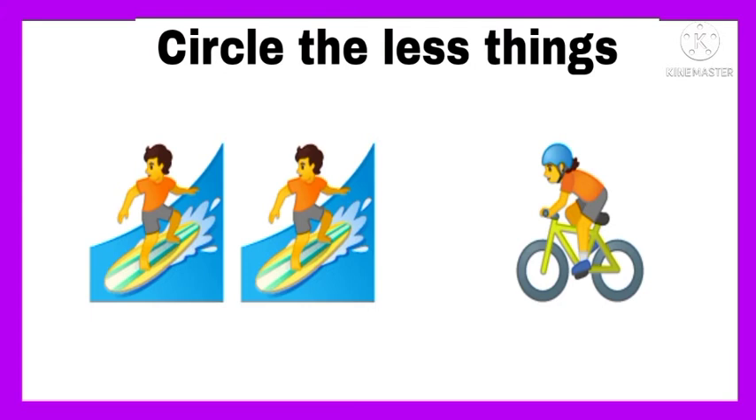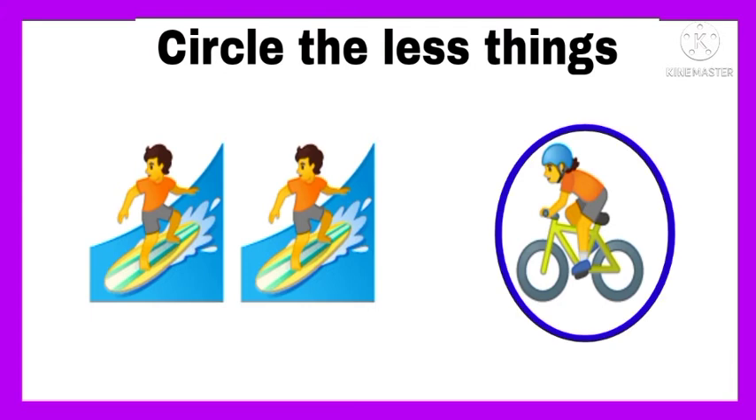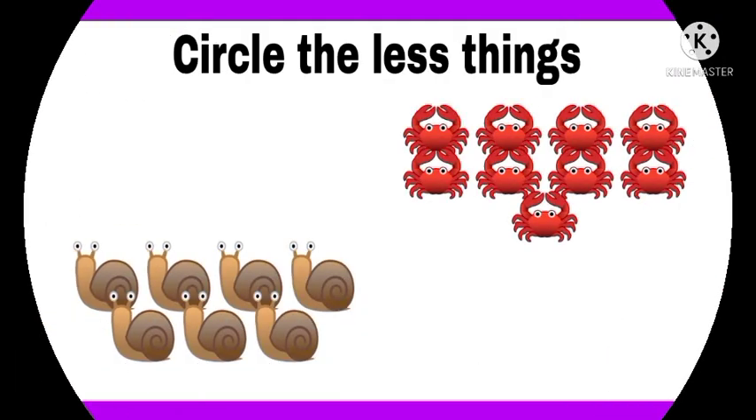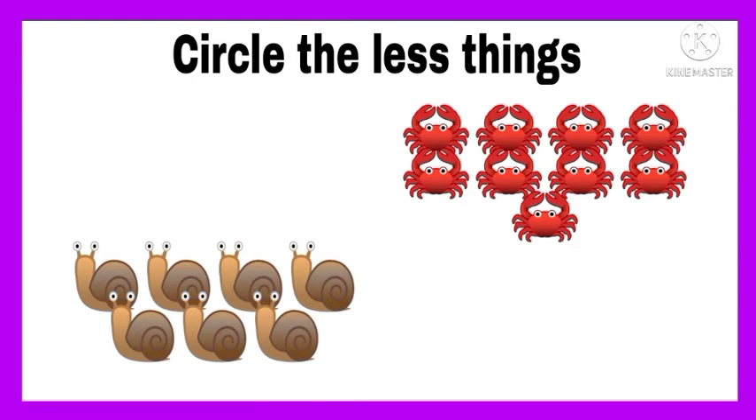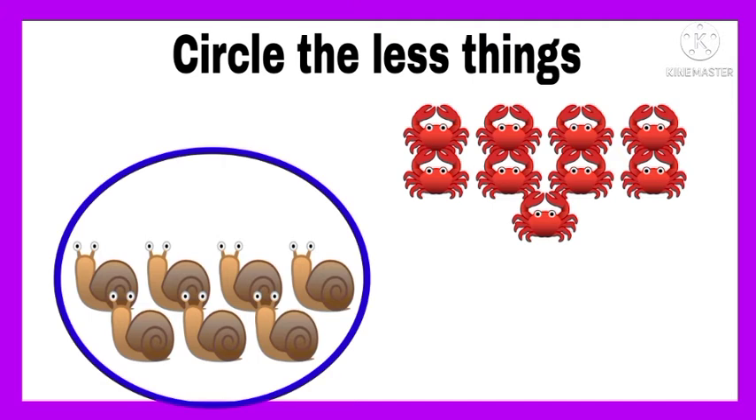Circle the less things. The objects that are less, circle them. Crabs are more in number and the snails are less. So we have to circle the snails.